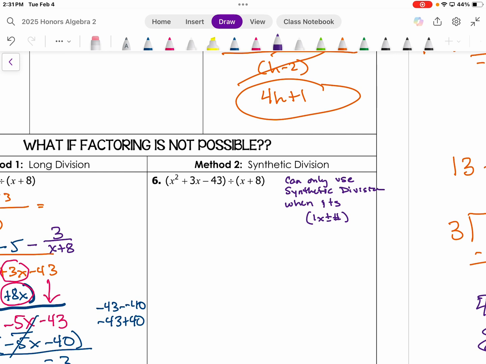So when we do synthetic division, we draw a little box. Just a little box. Down below that box, give it some space, draw a horizontal line. This is our template. It is the template that we use.